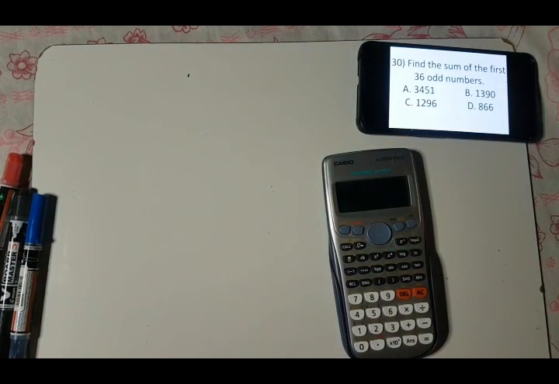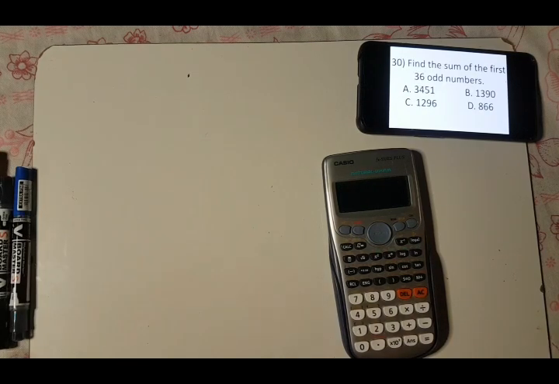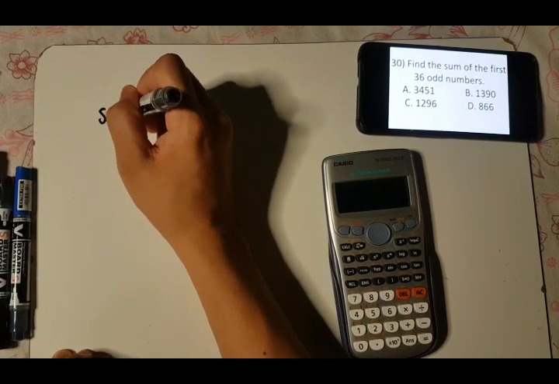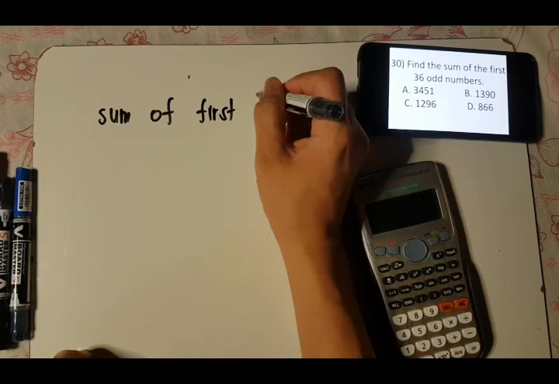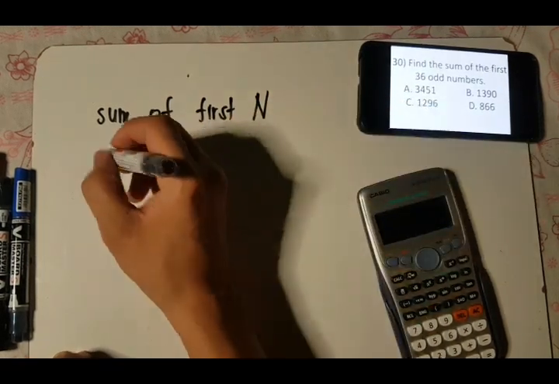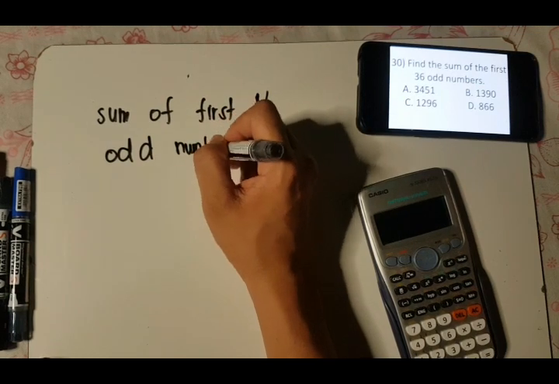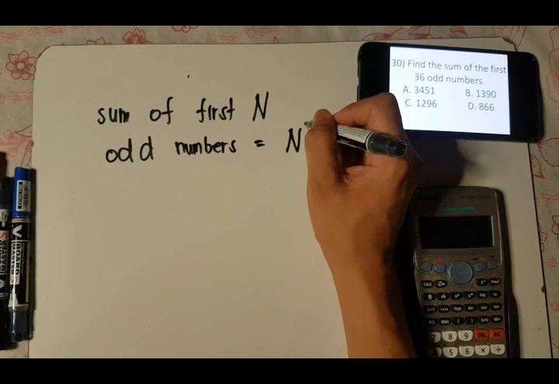Next question. Find the sum of the first 36 odd numbers. So, wag na kayo mag-add-add. May formula akong bibigay sa inyo. So, for the sum of first n odd numbers, that is n squared.